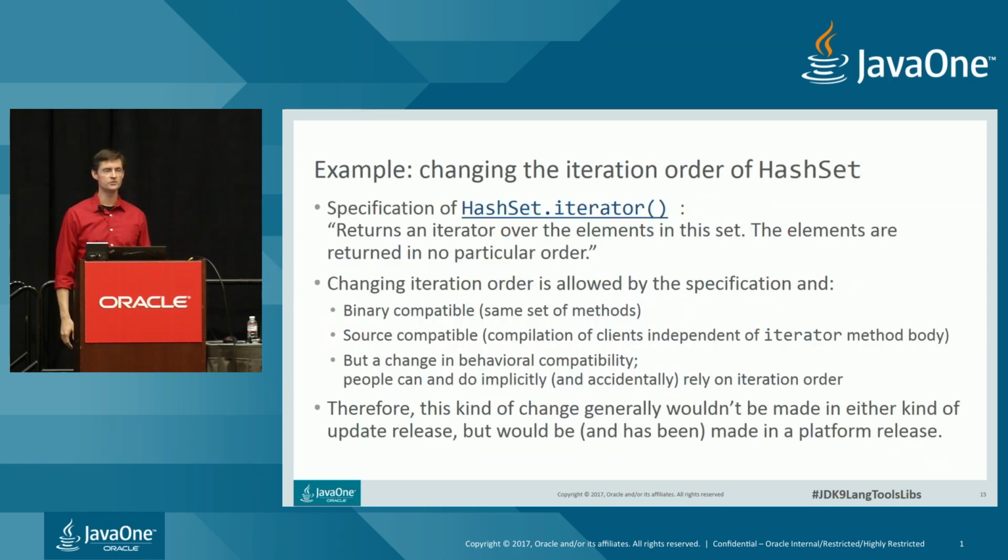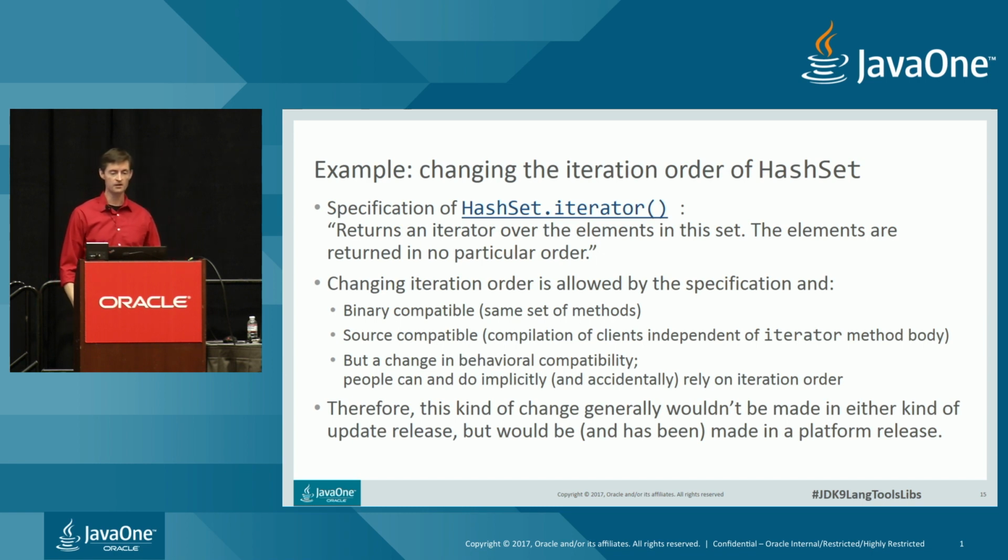This is an example that helps illustrate the compatibility policy and how it applies to different releases. So if we look at the specification for HashSet.iterator, it says you get back an iterator, and the elements are returned in no particular order. That means, according to the specification, we can change the iteration order at any time in any release and still obey the specification. So how does this change square with the compatibility policy?